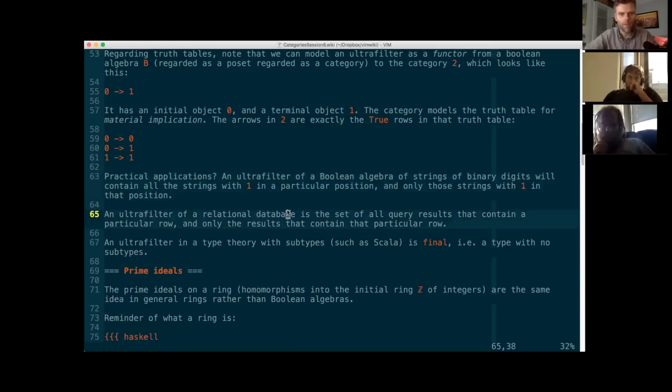Okay, an ultrafilter of a relational database. So the set of all query results that contain a particular row, and only the results that contain that particular row. Because we can consider relational algebra as a kind of Boolean algebra, and then we can take an ultrafilter of the database. So we select a particular row, and the filter will match every query result that contains that particular row.